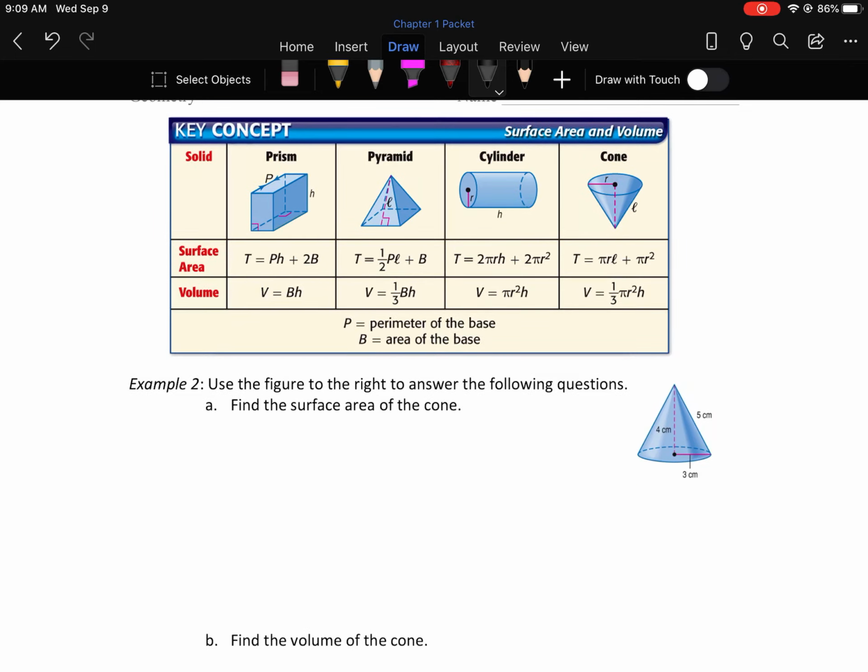So these are the formulas for surface area, volume, and just to give you a little bit of a refresher, P, they do have down here, it's the perimeter of the base. So remember to find perimeter, we add up all the sides. Capital B is the area of the base. All right, there's a few more things they have in here. Lowercase h is the height of the object. What else is in here? Oh, little l is the slant height or length.